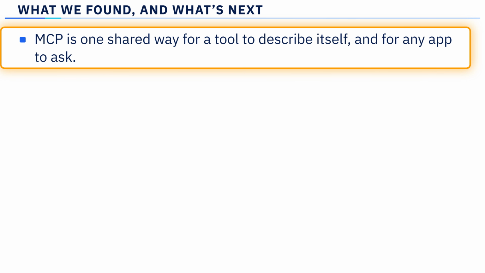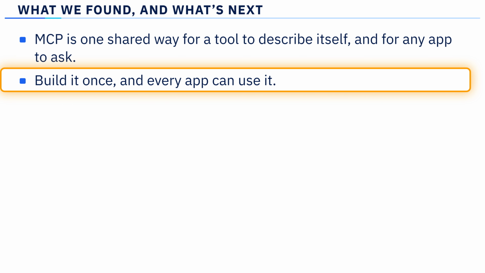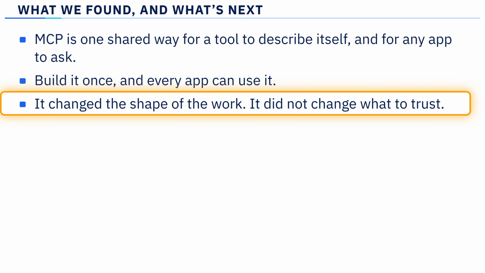So, MCP is one shared way for a tool to describe itself, and for any application to ask. Build that description once, and every application can use it. That is the whole payoff. It changed the shape of the work. What it did not change is what any of this deserves to be trusted with.